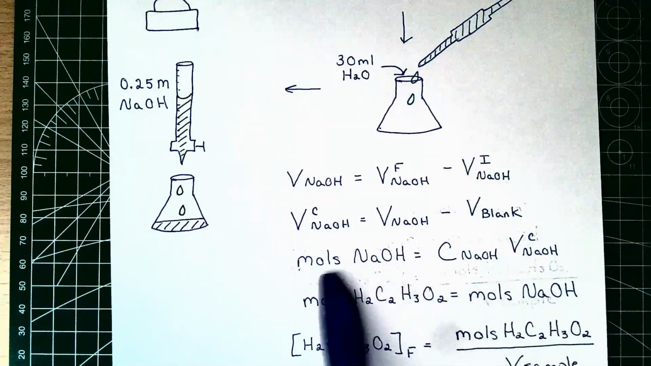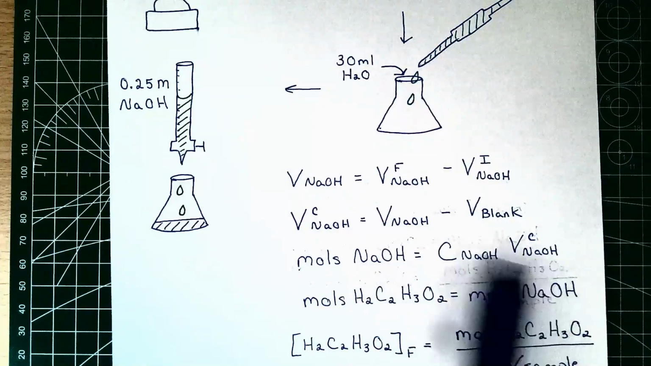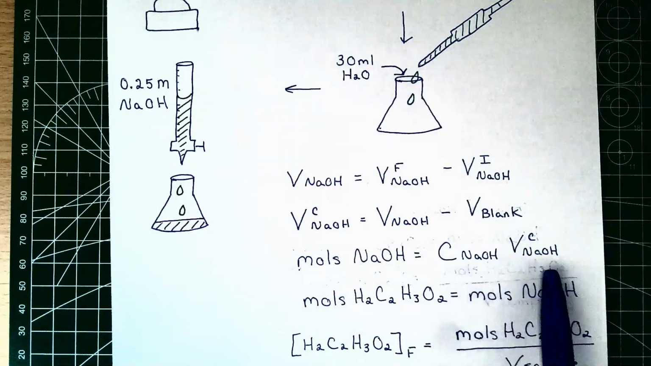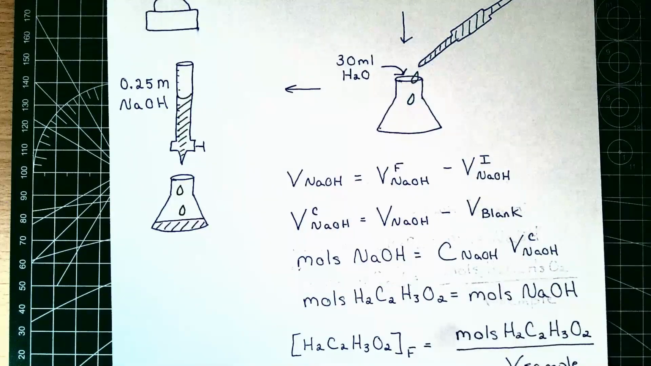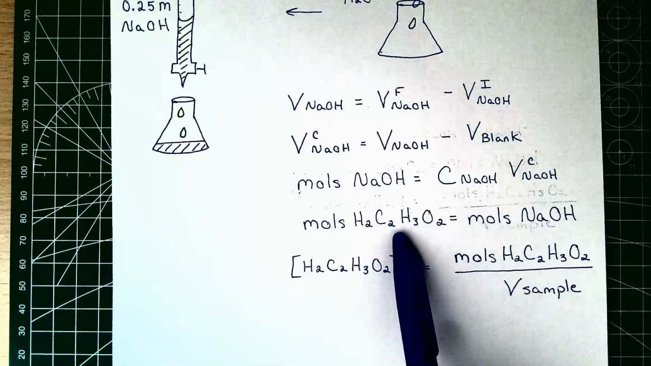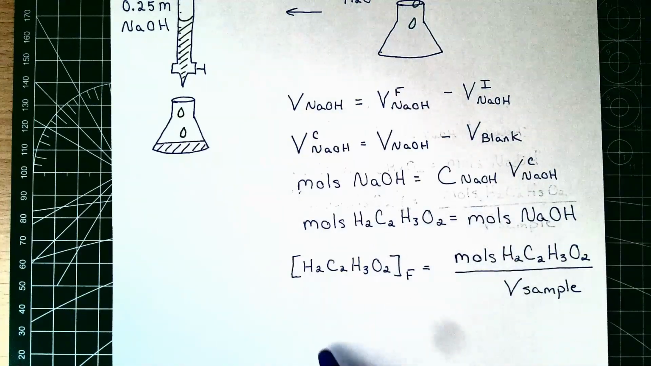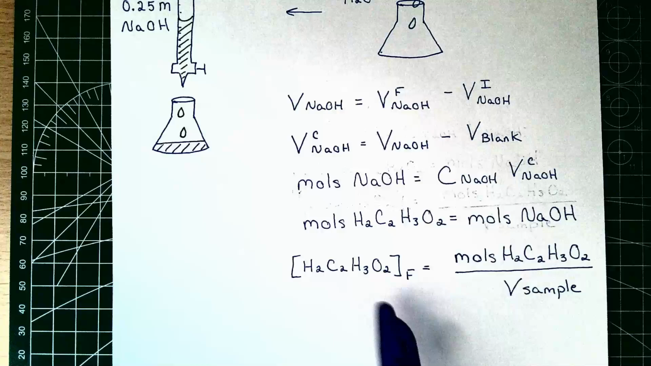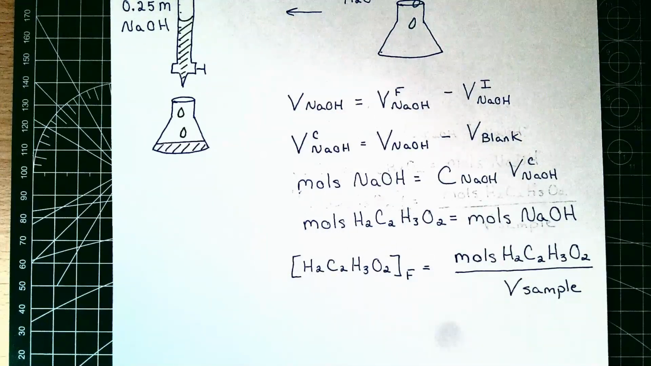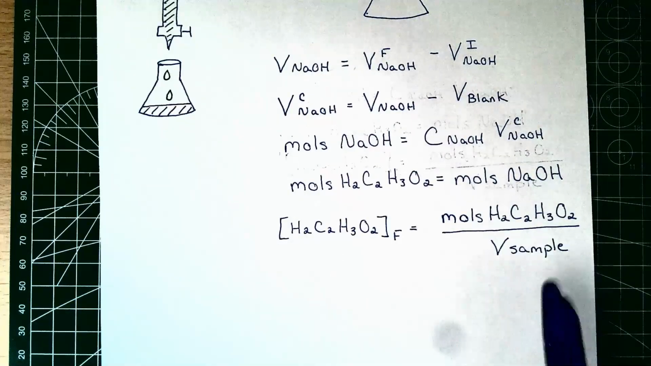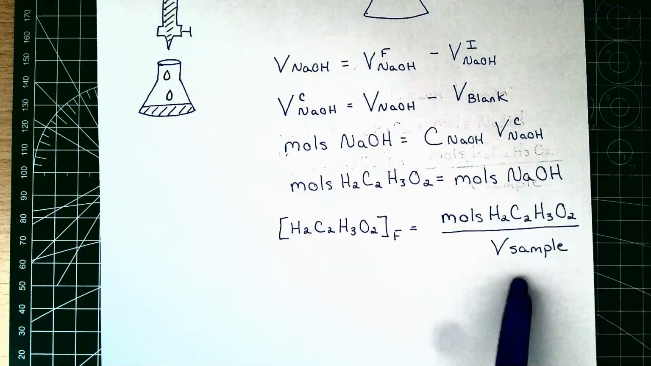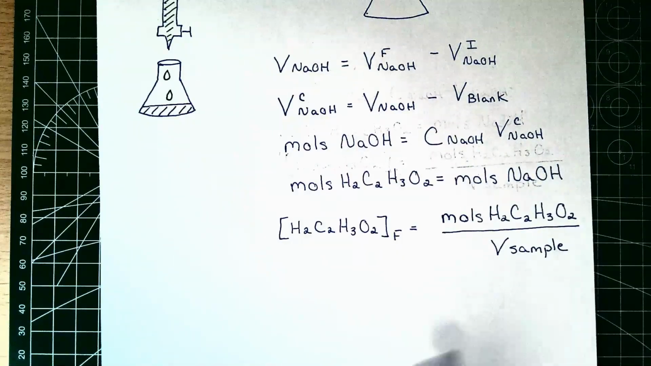We'll then calculate the moles of sodium hydroxide using that corrected volume. Again, this concentration is going to be 0.25. This should be in liters. We'll handle our stoichiometry. We now know that the moles of acetic acid is going to equal the moles of sodium hydroxide we just calculated. And finally, we'll calculate the final concentration of acetic acid in the solution as the moles of acetic acid divided by the volume of our sample. Again, that's going to be 0.001 liters.